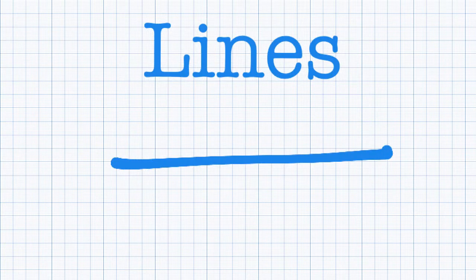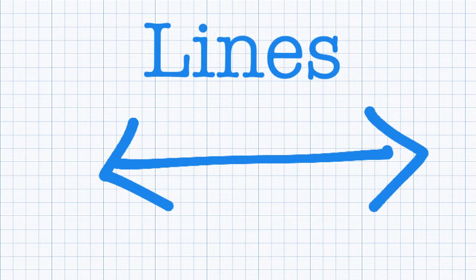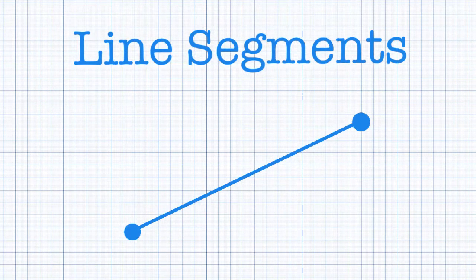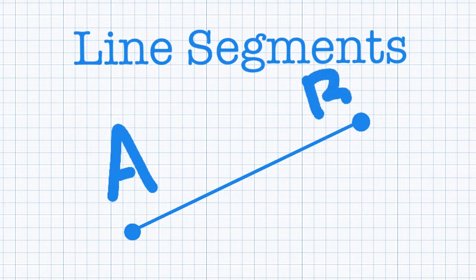So here is a line. You can see the arrows, meaning that it keeps going on both sides. Here we can see a line segment. So if we were to take the line and just put two dots, that would show a specific line segment. So here, I will label the dots. This will be A, and the second will be B.